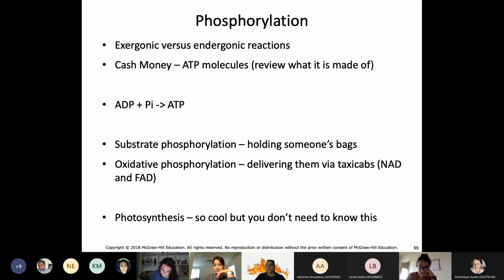Inside your cells, the two main ways that you get those phosphates, one, you ask somebody to hold your bag. So substrate level phosphorylation, you use a substrate to hang on to your phosphate. Oxidative phosphorylation, you ask somebody to deliver your bags with taxi cabs. So those will be those taxi cab delivery services of the NADH and the FADH2, because those guys are going to taxi cab the electrons for us. And we'll learn how this happens. So as much as I introduce the concept, we're going to see it in action next.